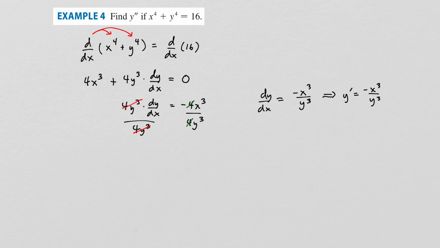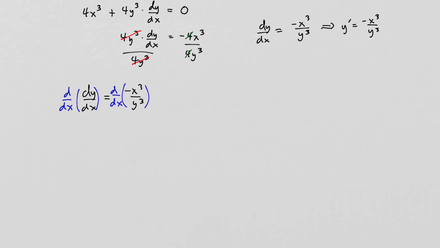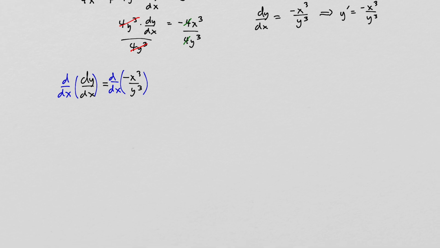Now, to do my second derivative, I'm going to write down my first derivative. So dy dx is equal to negative x cubed over y cubed. And to get the second derivative, we need to take the derivative with respect to x of both sides. So d dx of the left side and d dx of the right side. Now when you do this, on the left-hand side, you get d squared y dx squared, which of course is the second derivative. On the right-hand side, when we take this derivative, we need to use the quotient rule.